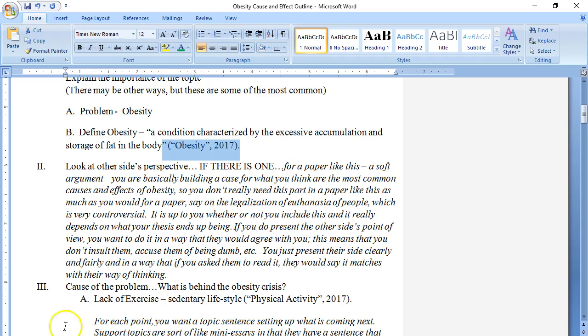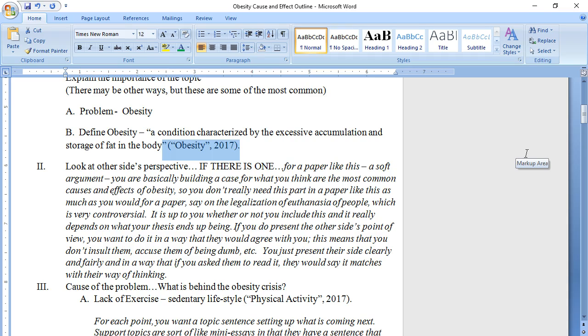All right, Roman numeral 2. Look at the other side's perspective if there is one. For a paper like this, which I classify as a soft argument, you're basically building a case for what you think are the most common causes and effects of obesity. So you don't really need this part in a paper like this as much as you would for a paper, say, on the legalization of euthanasia, which is very controversial.